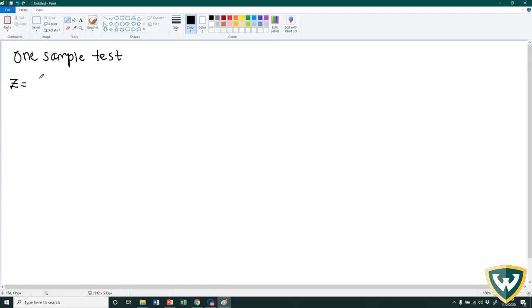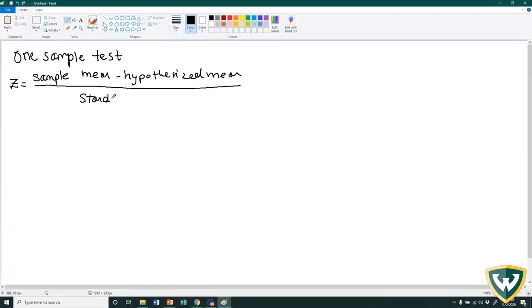And in order to do that, you take your sample mean, you subtract the hypothesized mean from it, and then you divide the whole thing by the standard error of the mean. So the standard error of the mean is just a little parenthesis to explain what is going on.